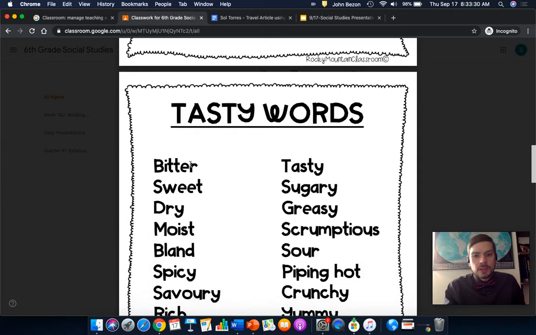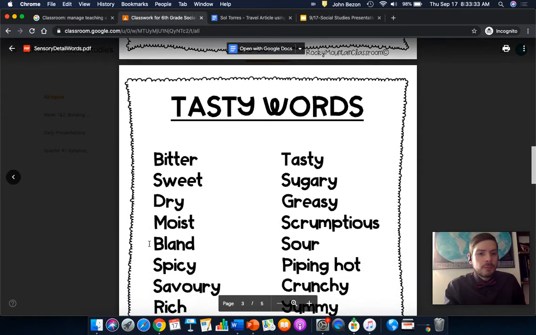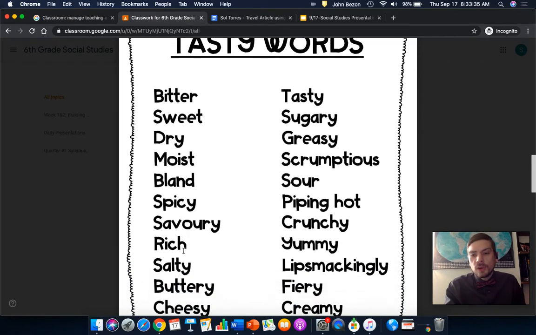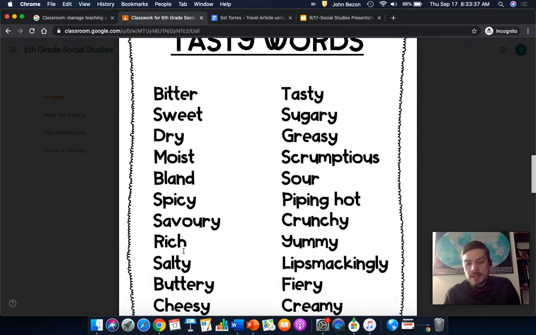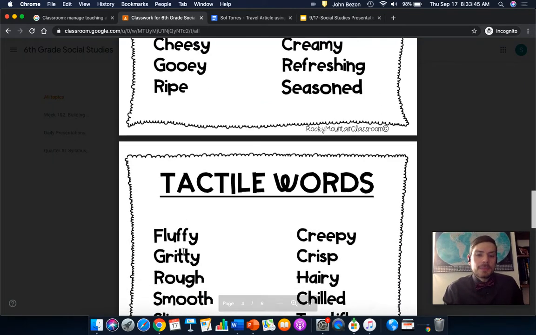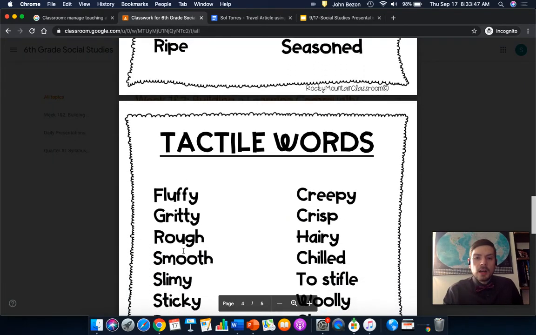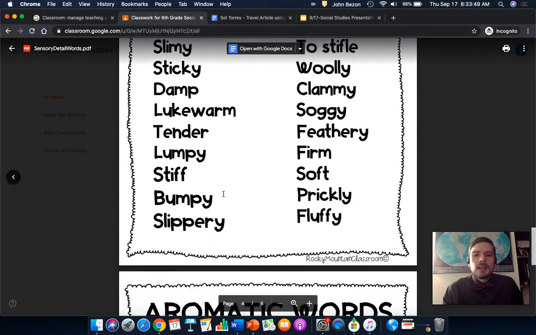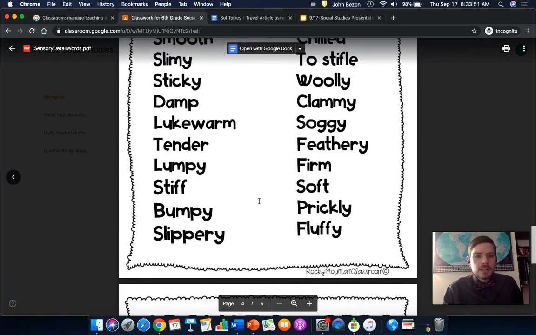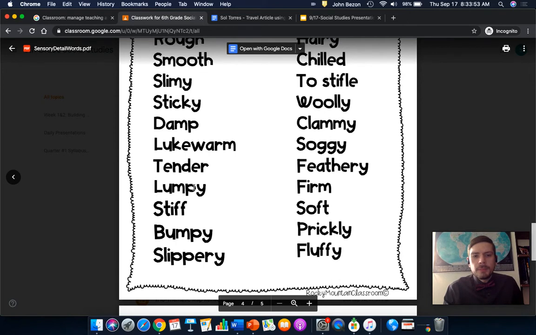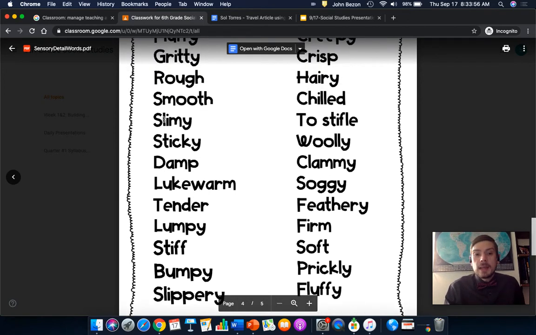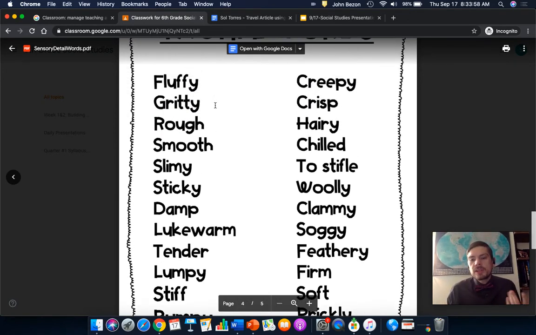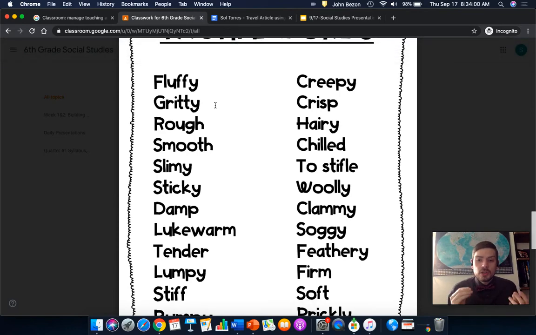For taste words, sugary, greasy, sour, bland, spicy. These are all words that you can use to describe taste and should be really helpful when you're talking about visiting other places, because foods in different places are all different. Let's drop down to touch words. So it's like something is fluffy, or something is soft, or something is slippery or lumpy, or something is damp, slimy. These are all words that are related to the sense of touch.